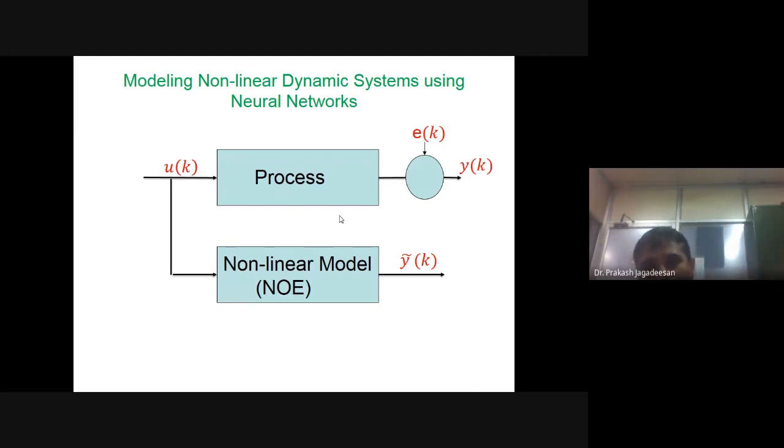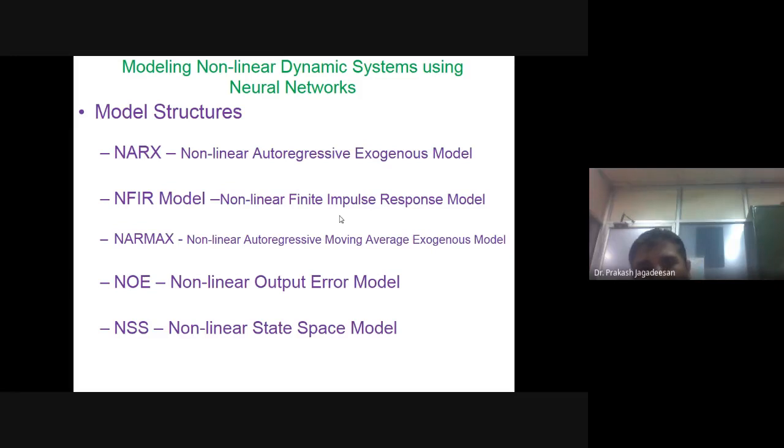So the process is behaving in a nonlinear fashion. Now what I want is to approximate the nonlinear dynamic behavior of the system, for which I have to use a model. You can use one of these models: NARX or NFIR or NARMAX or NOE or NSS.